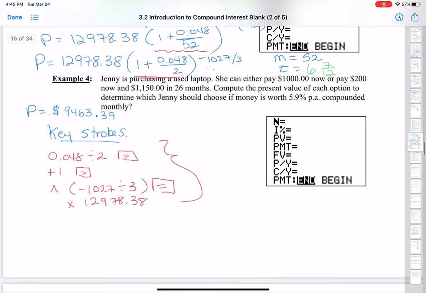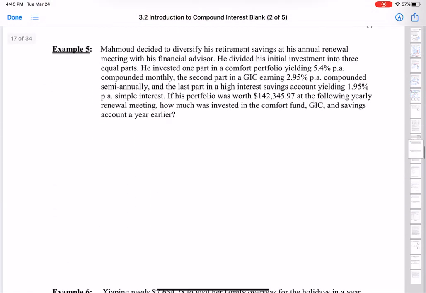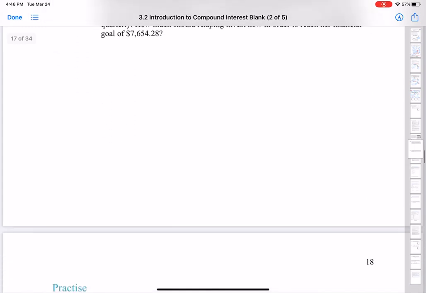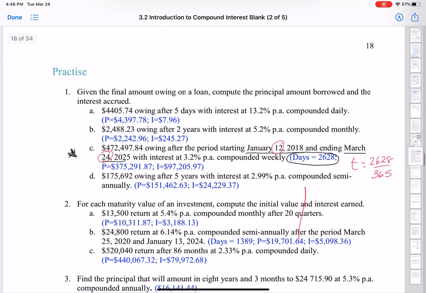All right, that's all the examples that I'm going to do for present value. You are welcome to complete example 4, 5, and 6. The answers are online in the student practice.